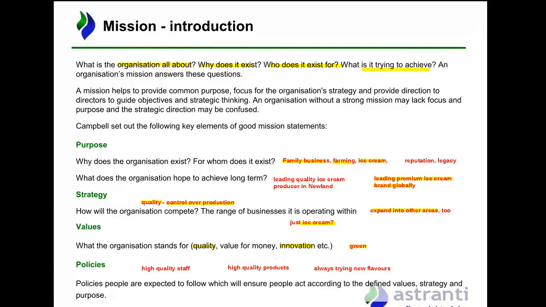Okay, so some of the policies they could enforce to make sure that they're meeting these is to make sure they're only employing the highest quality staff and they're keeping those staff motivated. They're going to want to make sure they're getting the highest quality products, and that's going to require sourcing them and purchasing them and perhaps making sure they're paying the right amount for them. And they always need to be trying new flavours and staying innovative in order to keep this reputation as an innovative, forward-looking company.